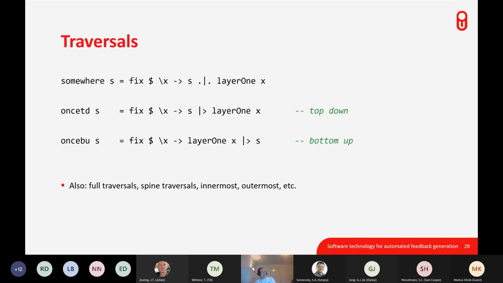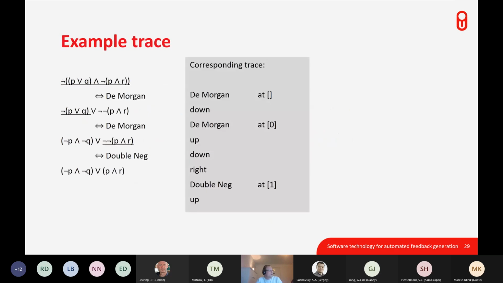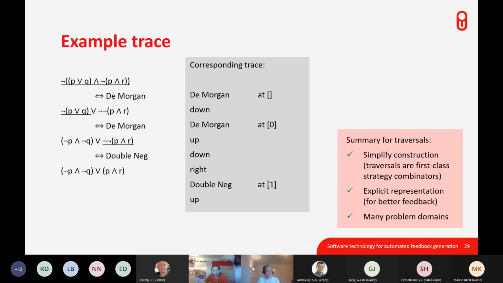all kinds of more interesting and more complex combinators that you can build, including full traversals, spine traversals, innermost traversals, outermost traversals, etc. So if I look at an example trace, this is the example that I started with. You can actually see the corresponding trace if this strategy is being executed, and you can also see that the navigation actions going down and going up and going right, they end up in our trace, which also means that I can use this to generate feedback to learners.